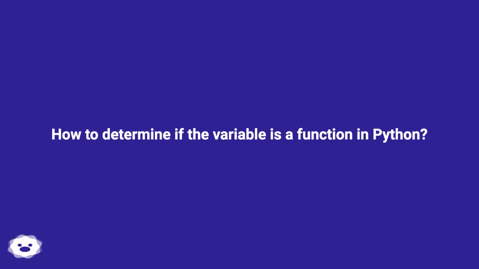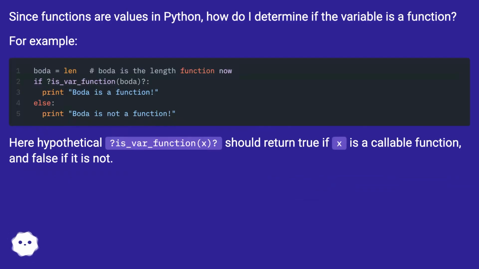How to determine if the variable is a function in Python. Since functions are values in Python, how do I determine if the variable is a function? For example, here hypothetical is_var_function(x) should return true if x is a callable function, and false if it is not.